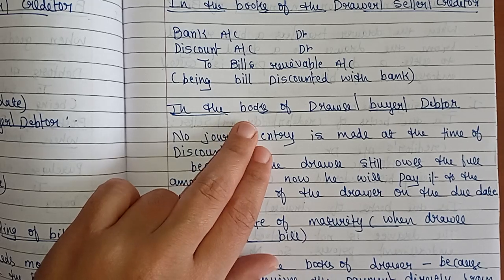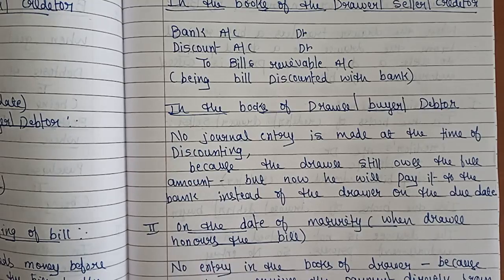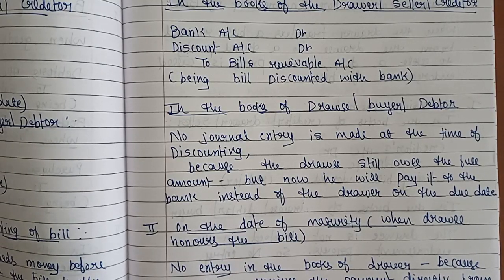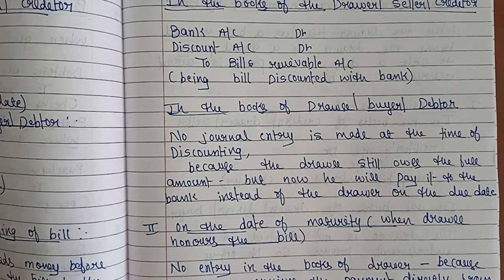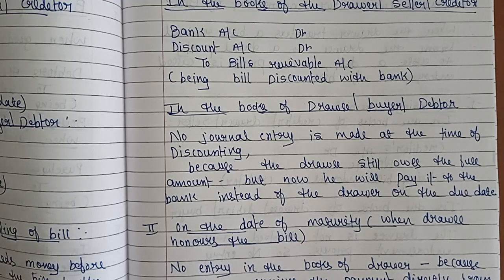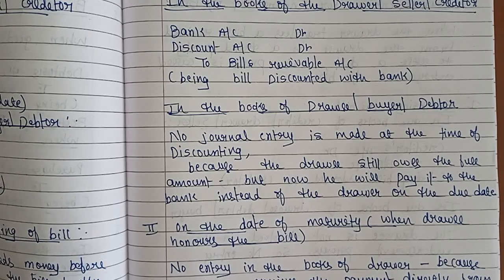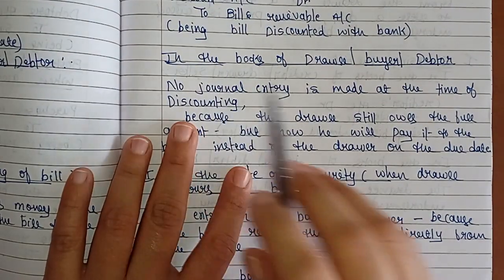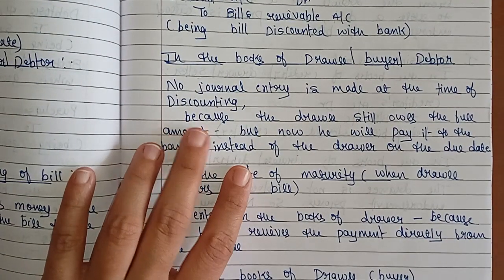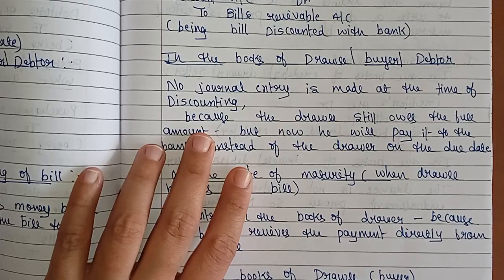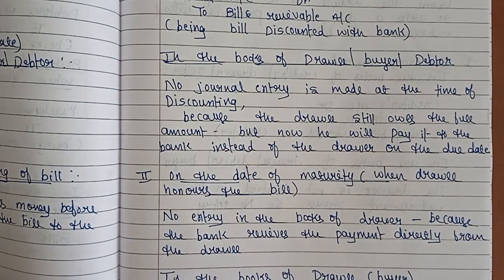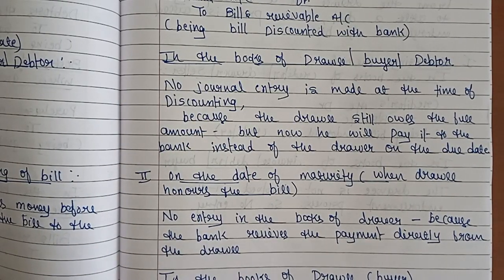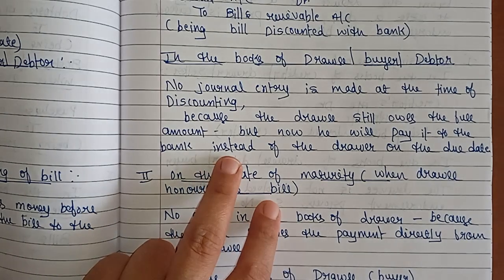Now the question is, what is the journal entry in the books of drawee or buyer or debtor? Because drawee is going to pay the money on or before the due date only. He will not give the money before the due date. Then in that case, no journal entry is made at the time of discounting. Clear? Because the drawee still owes the full amount, but now he will pay it to the bank instead of the drawer on the due date.